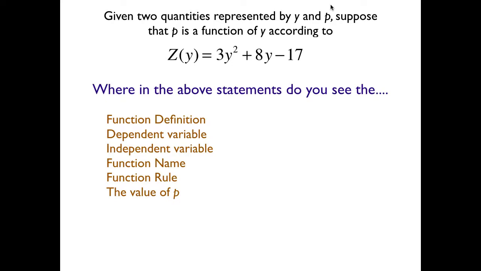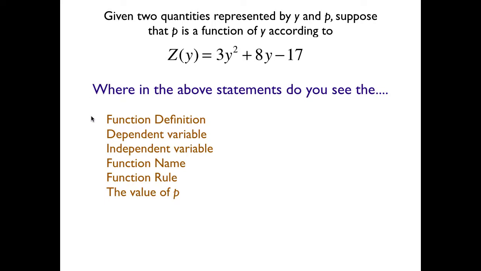That's the independent variable. What's the function name? Z. Yeah, z is the name of the function. What about the function rule? Yeah, that's just this right-hand side, really. Yeah, function definition and function rule.